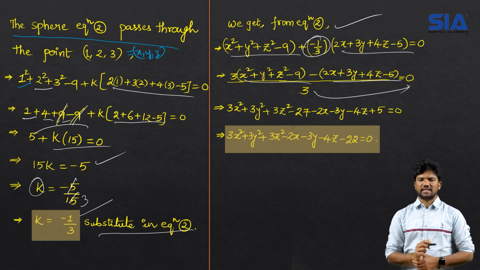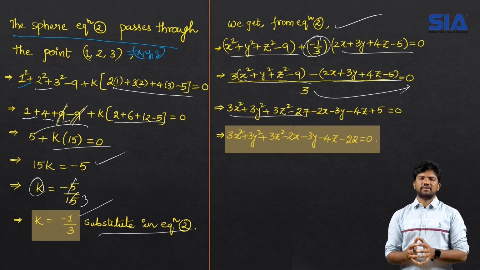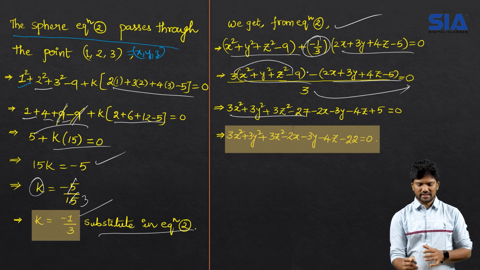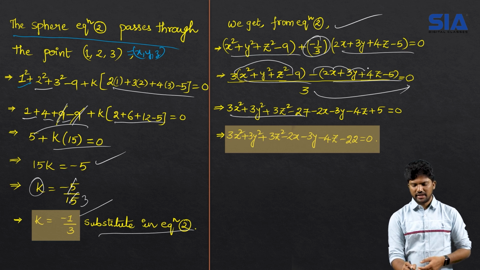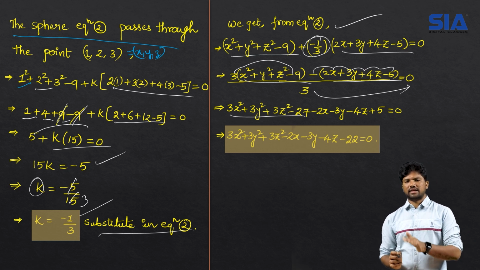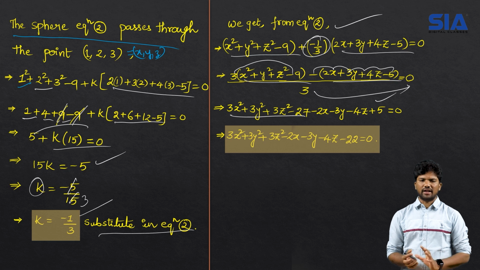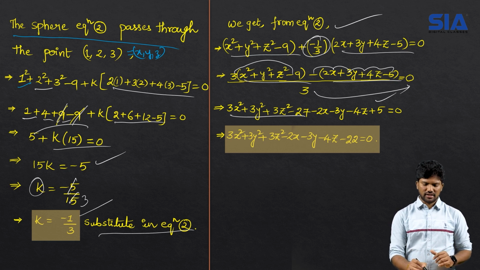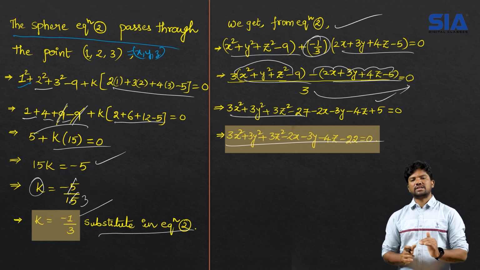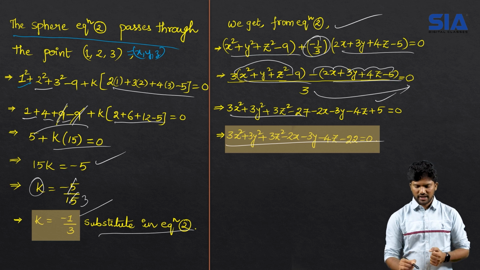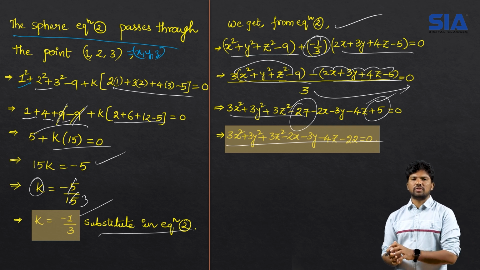Send this 3 value to RHS: 0 into 3 is 0. So next multiply with 3: 3x square plus 3y square plus 3z square. 3 nines are 27, minus is there, minus 27. And multiply with minus each and every value: minus 2x, minus 3y, minus 4z, minus into minus plus 5 equal to 0. Now add up if you have the same values, otherwise rewrite the total equation. 3x square plus 3y square plus 3z square minus 2x minus 3y minus 4z. Now see, minus 27 plus 5 is equal to minus 22.